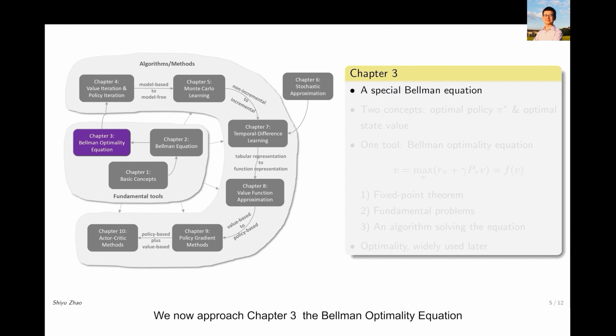We now approach Chapter 3, the Bellman optimality equation. As suggested by its name, the Bellman optimality equation is a specific case of the Bellman equation. While each Bellman equation corresponds to a particular policy, the Bellman optimality equation, being a special instance, is also associated with a policy, the optimal policy. Why do we focus on the Bellman optimality equation? It is because it describes the optimal policy.